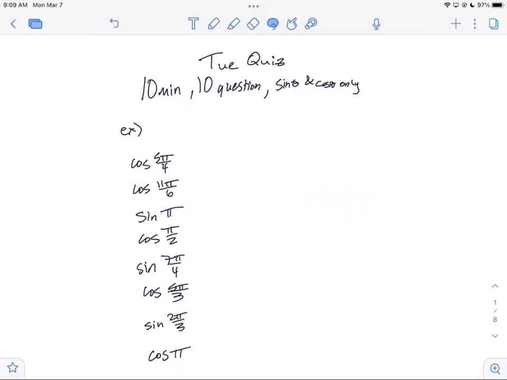That's what they all are. So pick any angle from the unit circle, pick sine or cosine tomorrow only. You'll have 10 of these in 10 minutes. So that's a lot of time. How many do we have here? 1, 2, 3, 4, 5, 6, 7, 8. Let's just add 2 more.